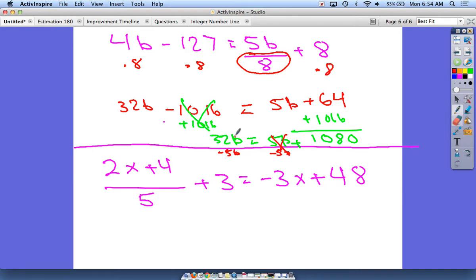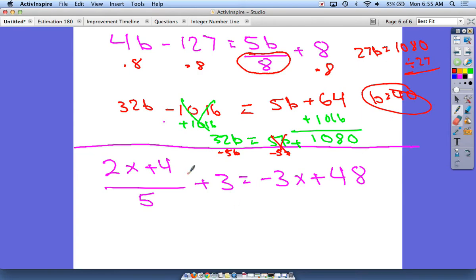minus 5b. That's going to get us 32 minus 5 is 27. So I'm going to write it up here. 27b equals 1080. Now we just have to do that final division problem, dividing by 27. And 1080 divided by 27 equals 40. So in this case, b is 40.